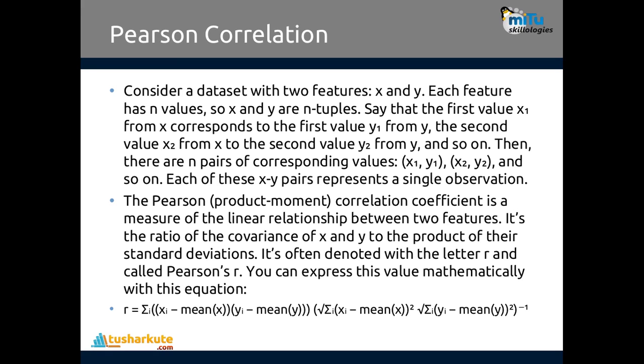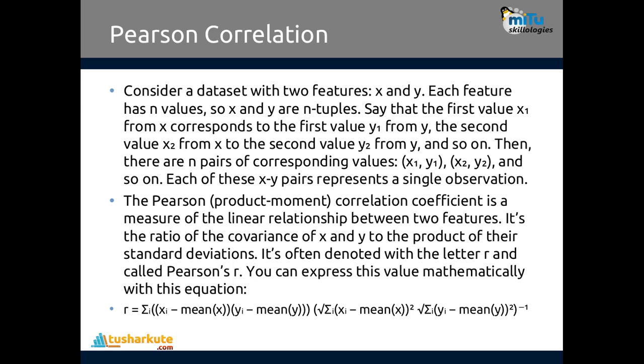Now, what do you mean by the Pearson correlation? Consider a data set with two features, X and Y. Each feature has n values, so X and Y will be n-tuples. Say that the first value x1 from X corresponds to the first value y1 from Y. They are just connected, like salary and experience, consider. The second value x2 from X and the second value y2 from Y, and so on.